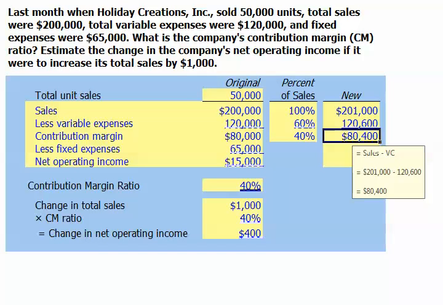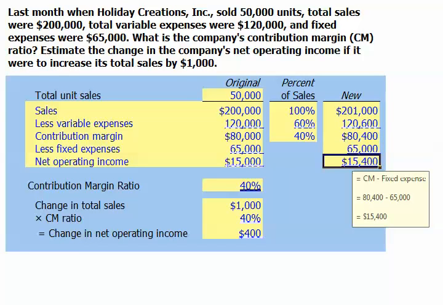Since fixed expenses remain constant at $65,000, our net operating income will increase to $15,400, which is the $400 increase we calculated by multiplying the change in sales by our contribution margin ratio.